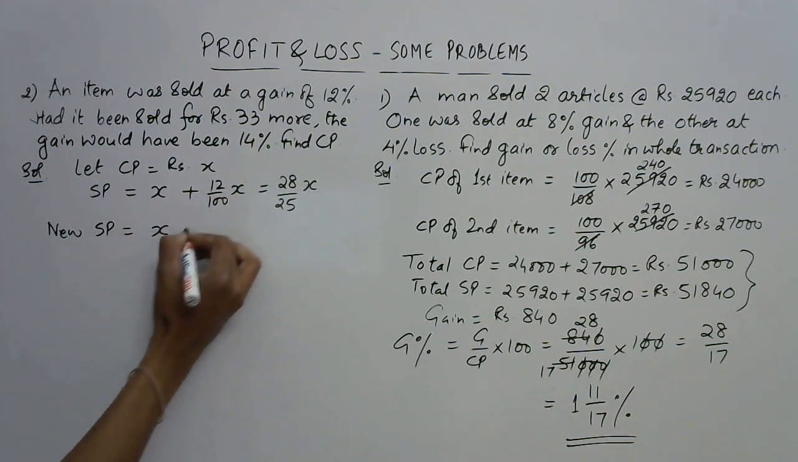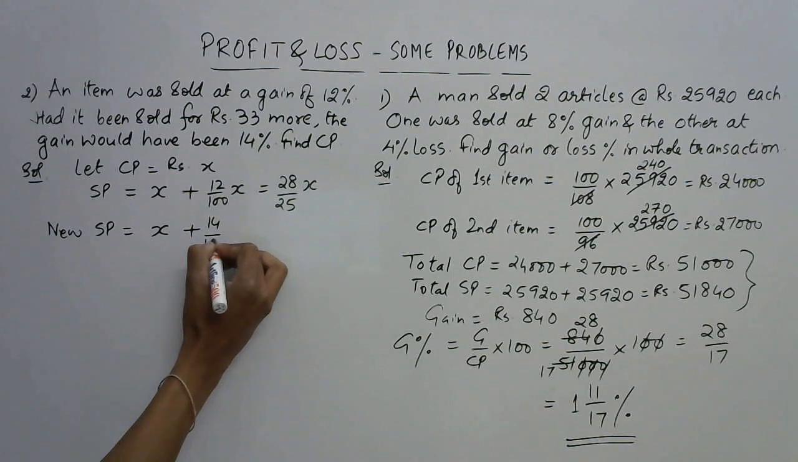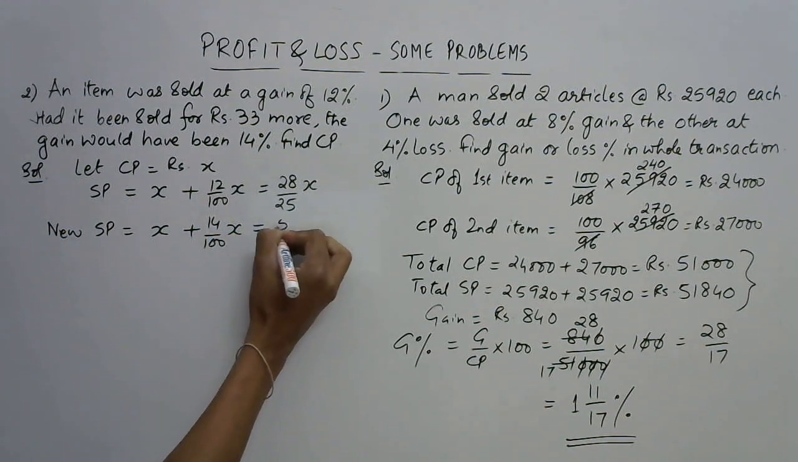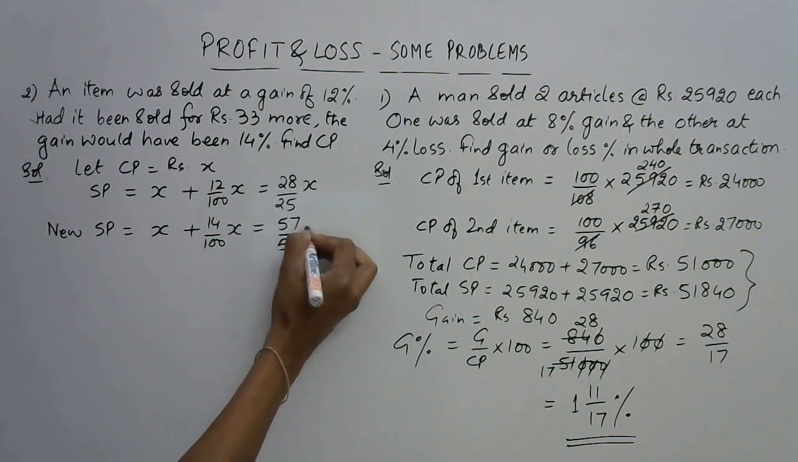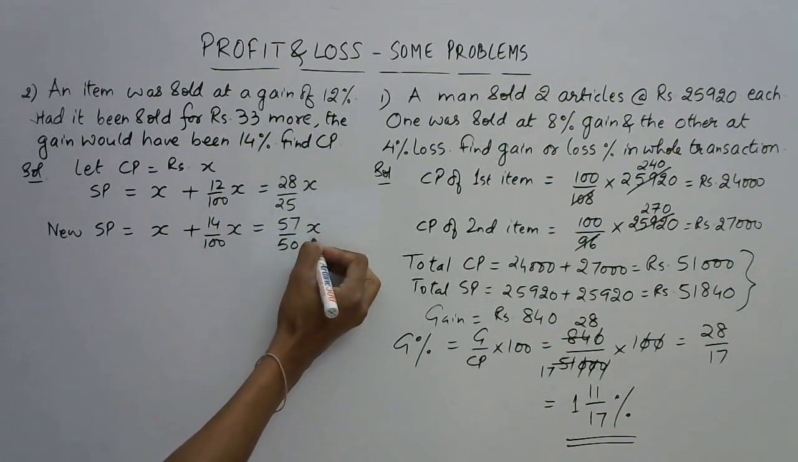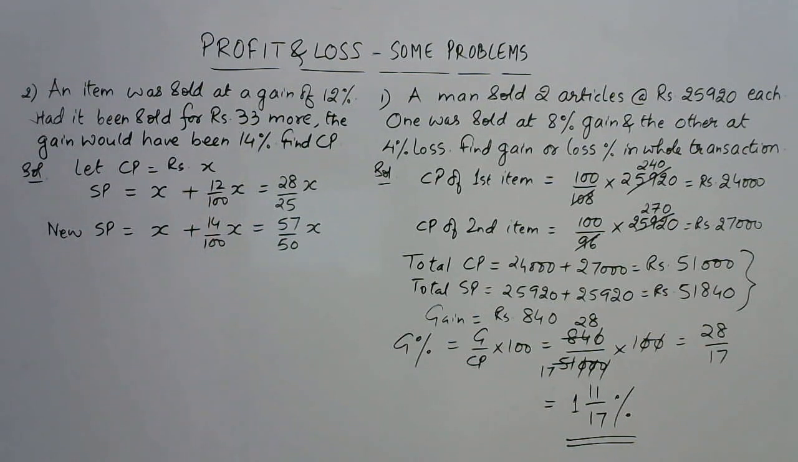See, X is the cost price and the new gain is 14%. So now we have 14 upon 100 into X, which is 114 upon 100, which goes 2 times, giving you 57 upon 50 X. Now this is the original selling price and this is the new selling price, that is when the gain is 14%.